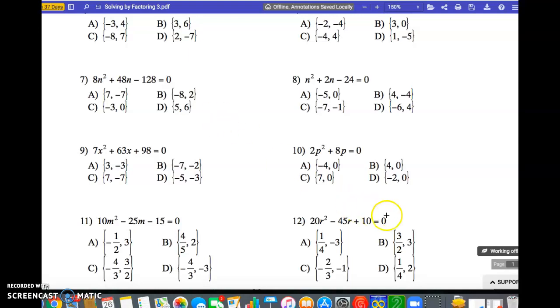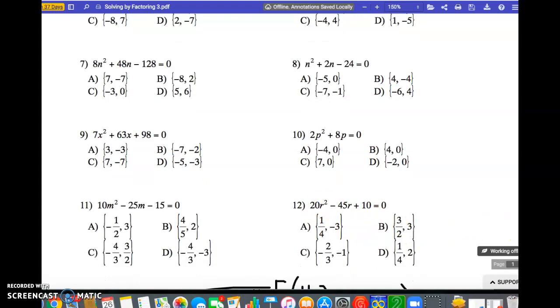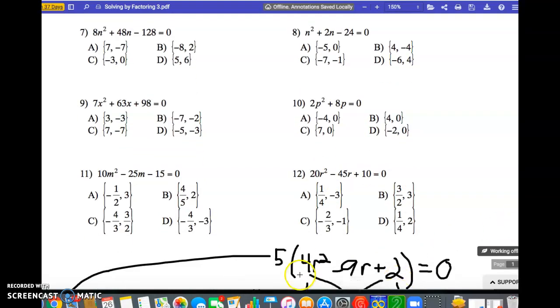The first thing I noticed down here is that you've got three terms. There is a number in front, but look, there's a GCF that all three have in common. If it ends in a 0 or a 5, it's divisible by 5. So there is a GCF of 5, and we're going to pull that out. This 5 I take out of all three pieces. Divide that by 5, you get 4r squared. Divide this by 5, you get negative 9r. Divide the 10 by 5, you get 2.